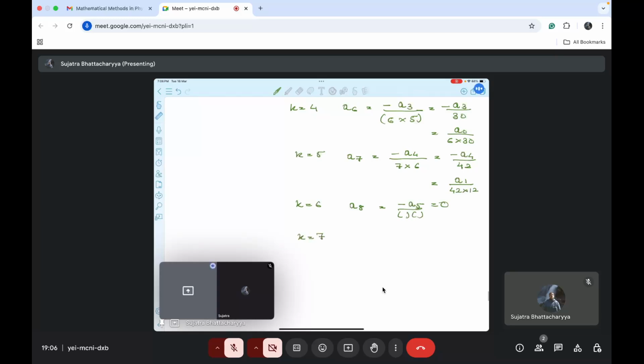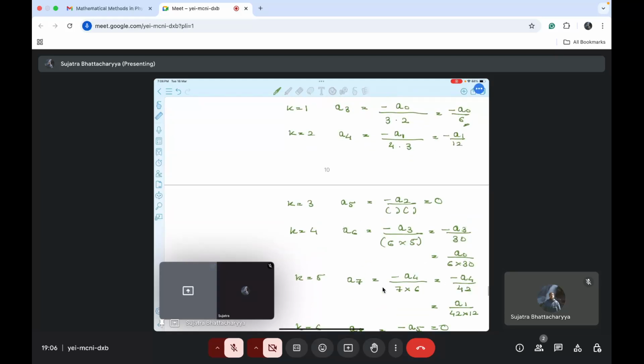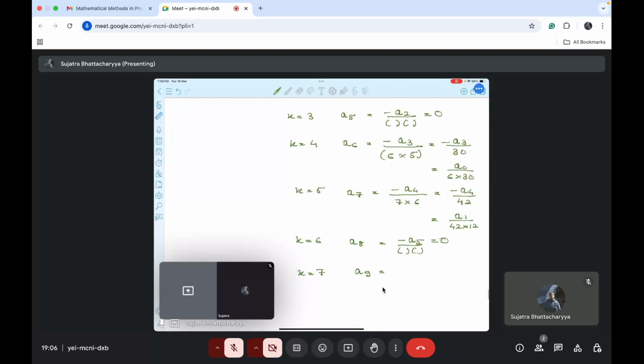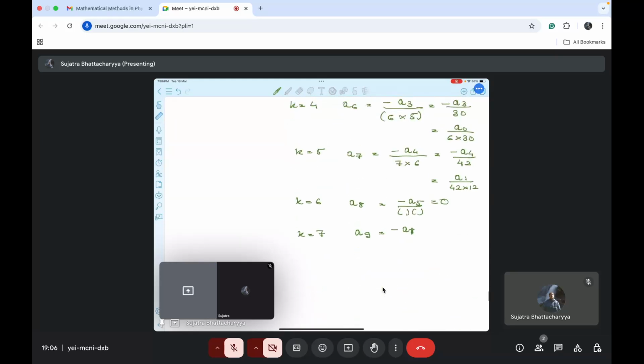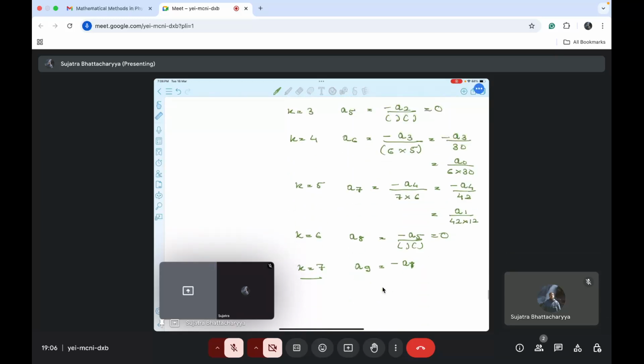K is equal to 7. I have told you that go up to K is equal to 7 or K is equal to 8, it will be better. So A9 is also not required, but let's calculate this one and end it. So it will be 7 minus 1, that is 6. Minus A8. I don't think this will be something wrong. So K is equal to 7, right? So A6 divided by 7 plus 1, which is 8, 7 minus 1, which is 6.